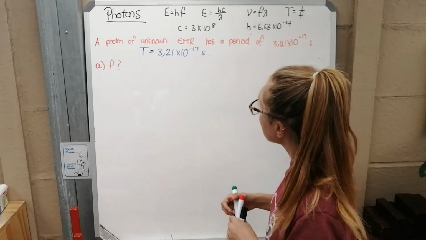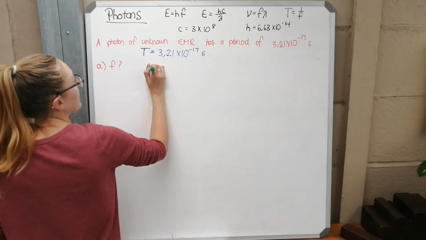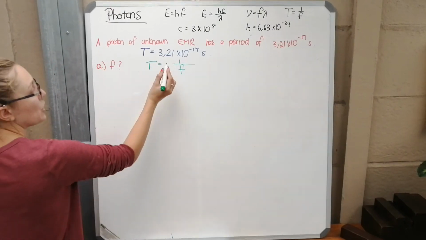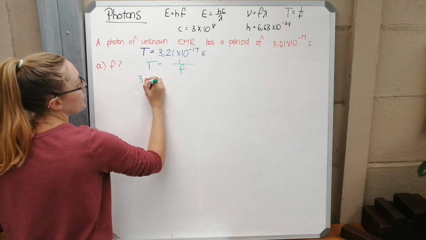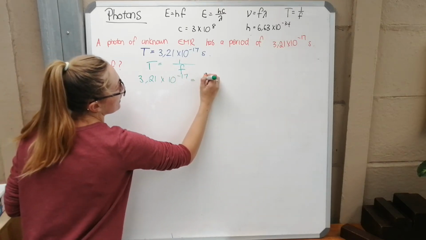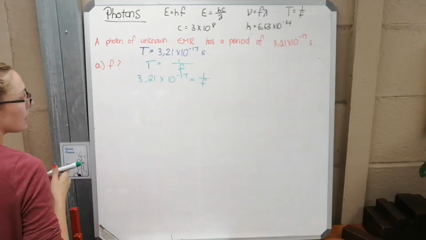So we're going: period equals 1 over frequency. We know our period, that's 3,21 times 10 to the negative 17, that equals 1 over frequency.